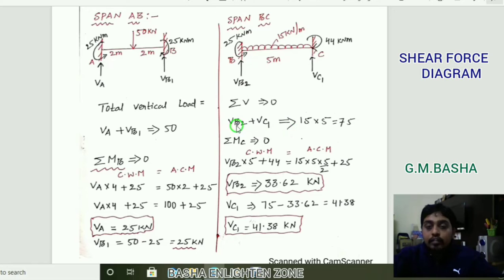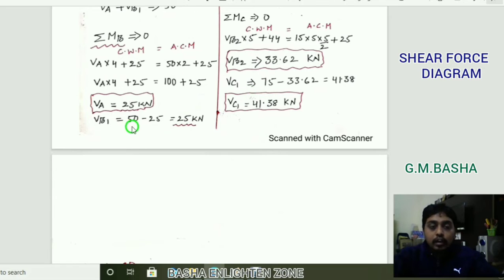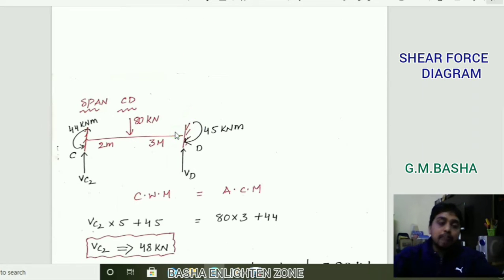Again, you substitute this value in this equation, VB2 plus VC1 equal to 75, you will get the VC1 value, and write down VC1 equal to 41.38 kilonewton directly. Okay, after that, if you add these two, VB1 plus VB2, you will get the VB value directly here. Okay, then go to the span CD, friends.